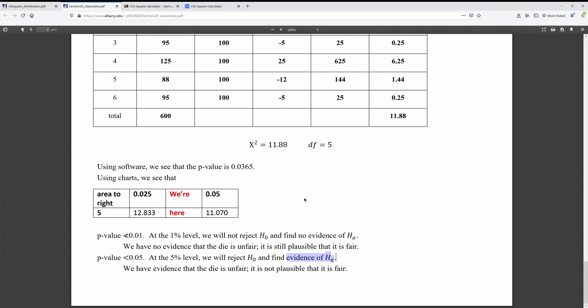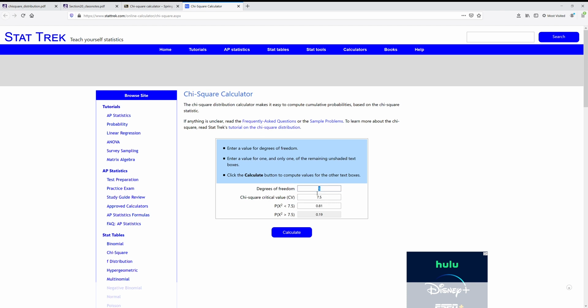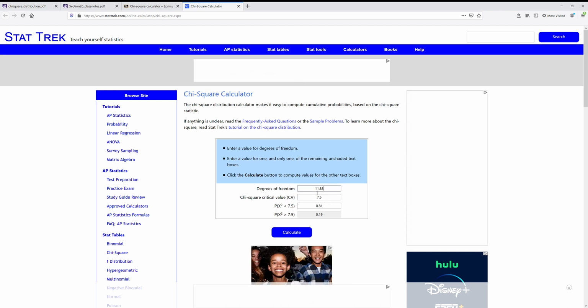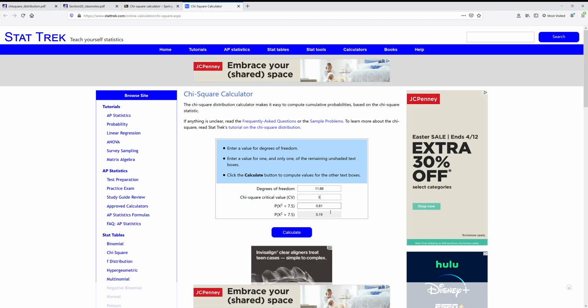Alternately, we can compute the p-value, and I'm sure this is not going to give us 4 decimal places, but let's see what we can do with it. We'll go to the chi-square calculator, 11.88, 5 degrees of freedom. I may have to physically blank these out. I don't know how picky this is going to be. Let's find out. No, it's not going to let me do that. But let's at least blank this one out.